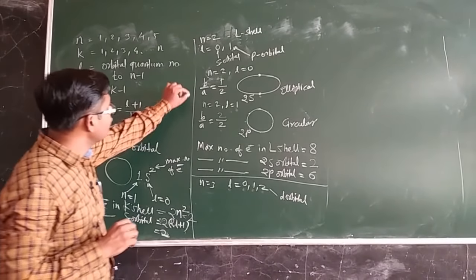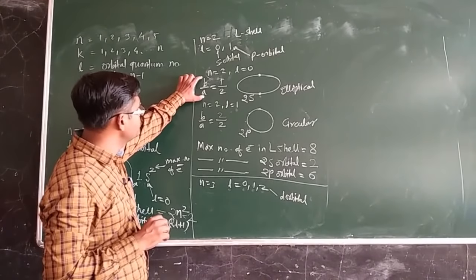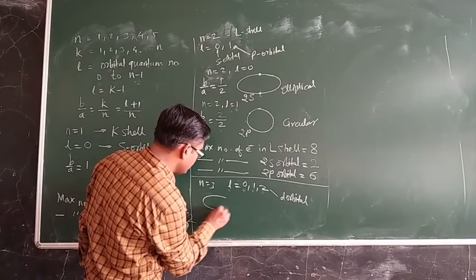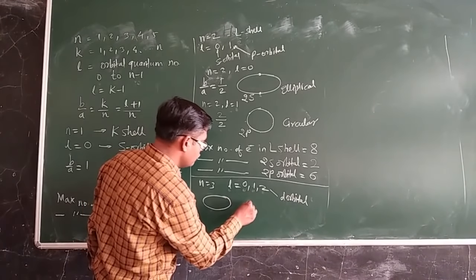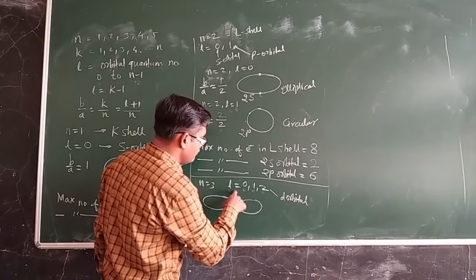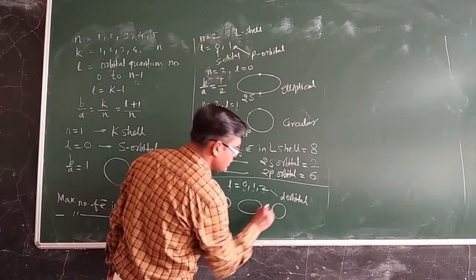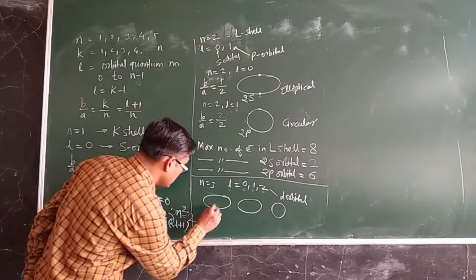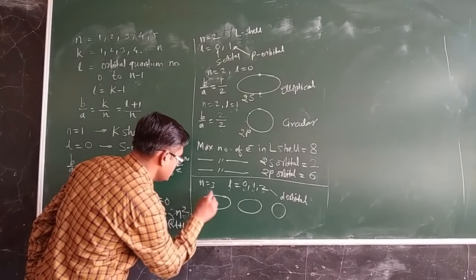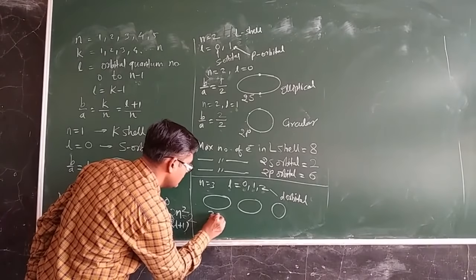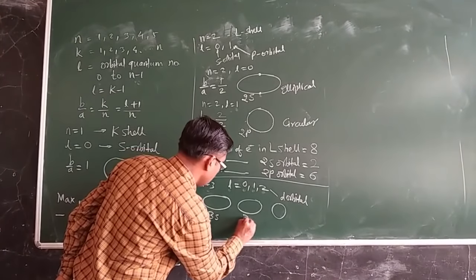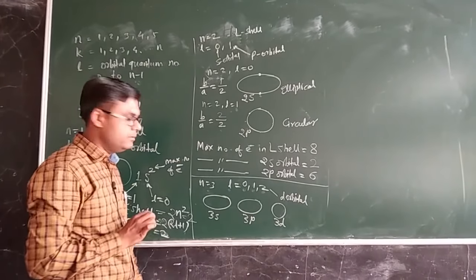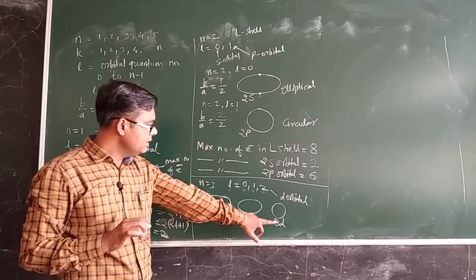Similarly, if you apply the equation of the ellipse, then for l equal to 0 we will get an ellipse, for l equal to 1 we will get an ellipse, and for l equal to 2 we will get a circle. And how would we represent it? Since n equal to 3, this will be the 3s orbital, this will be the 3p orbital, and this will be the 3d orbital. Okay, 3s, 3p, 3d.